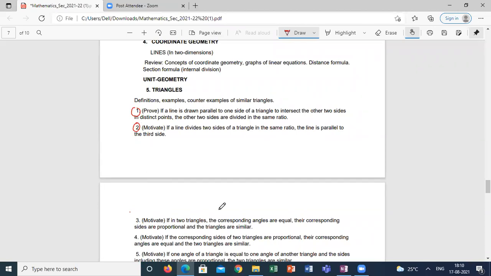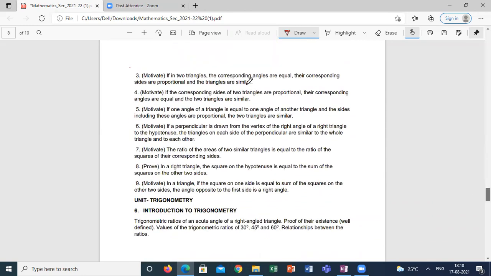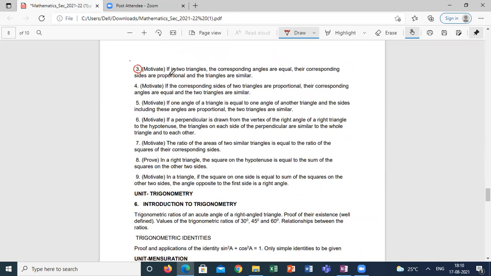Next one is the similarity criteria. This is the angle criteria, and this is the SAS criteria. If corresponding sides of two triangles are proportional, their corresponding angles are equal, so this is SSS. If one angle of a triangle is equal to another angle of a triangle, this is SAS. It's also done. A perpendicular drawn from the vertex of a right angle triangle makes three triangles similar to each other. This also we did, based on one or two numericals.